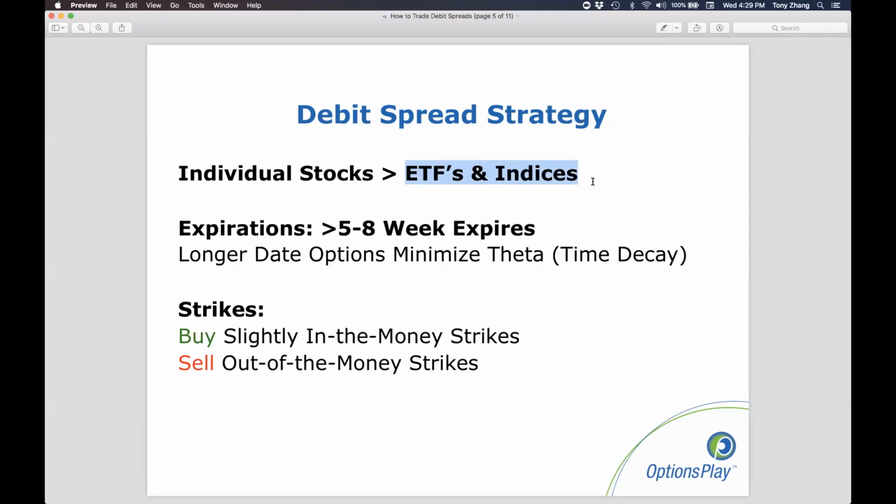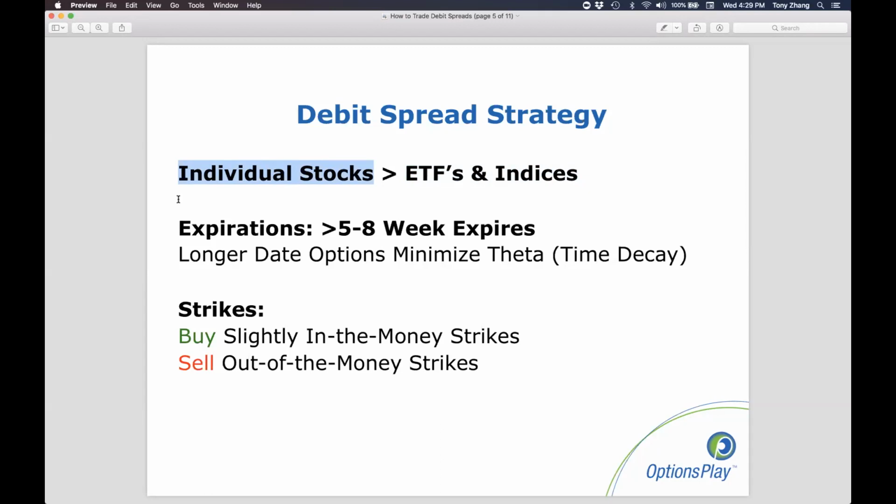Versus individual stocks, you have a lot more catalysts that can potentially move a stock very quickly in one direction or another. So debit spreads really allow you to take advantage of a quick move in one direction or another. So that's why, generally speaking, debit spreads are traded on individual stocks. You can trade them on ETFs and indices. However, they may not be as efficient on those types of symbols.